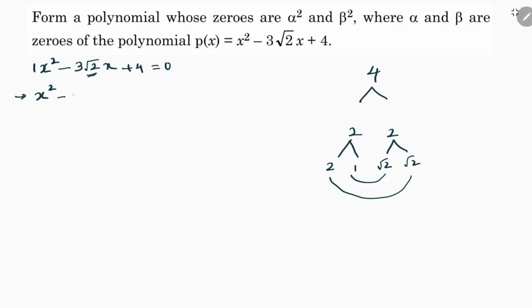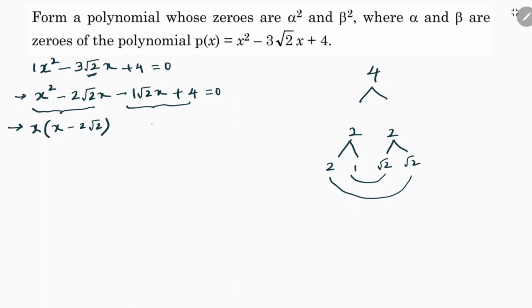So here x² - 2√2x - 1√2x + 4 = 0. Now we get 4 terms, the first 2 terms and the next 2 terms. It will be easy for us to take something common, so I'll take x common in the first 2 terms. So x(x - 2√2). The other one you can balance, so you write it as it is, (x - 2√2), and here you can take minus root 2 common.